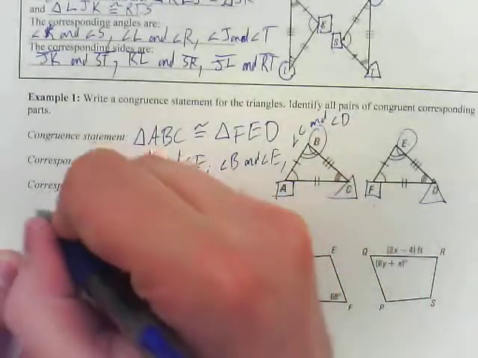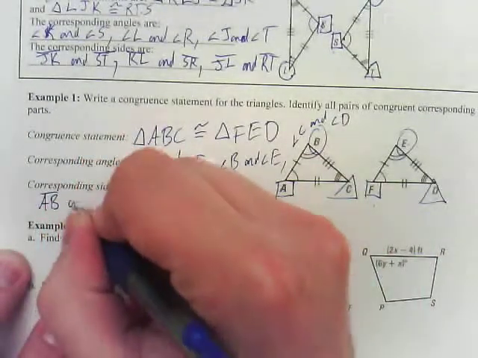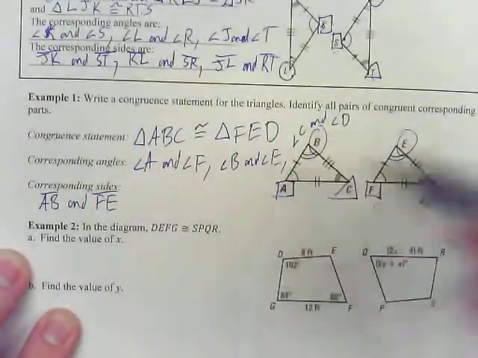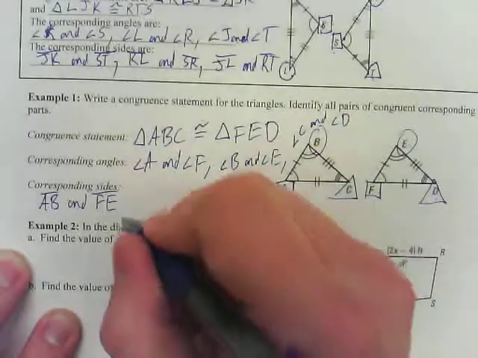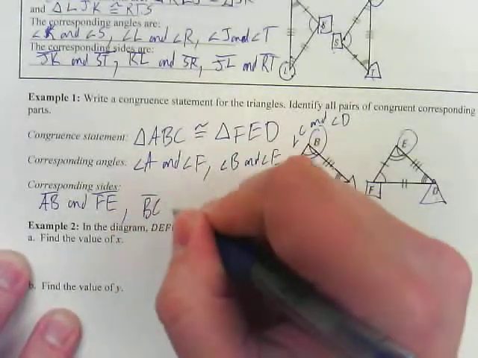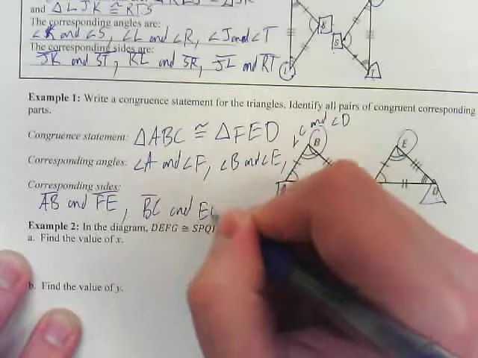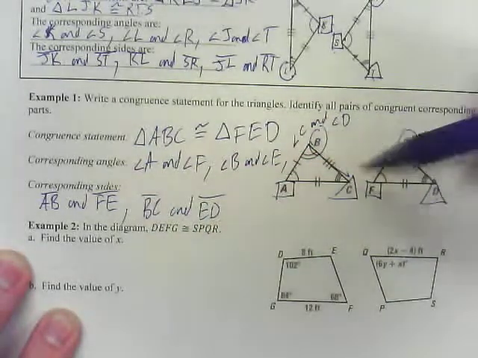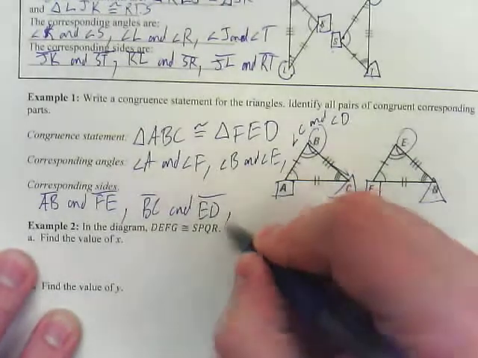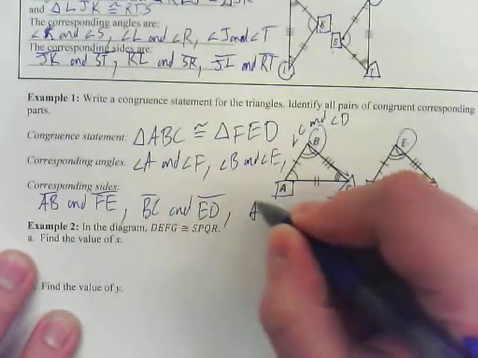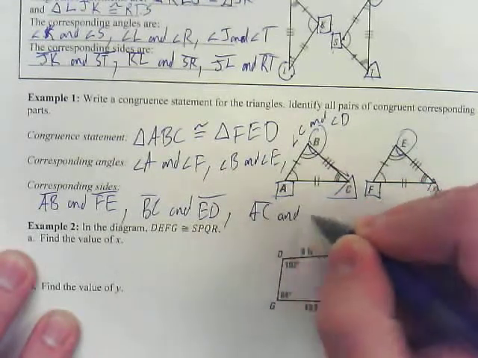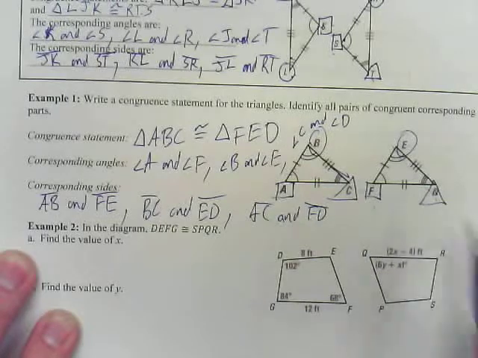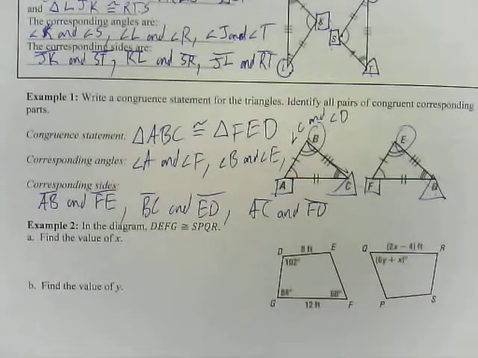Corresponding sides then would be segment AB and segment FE. So that's AB has 1 mark, FE has 1 mark. Then we could say segment BC and segment ED. So both of these, BC and ED, both of those have 3 marks. And then the last one we could say segment AC and segment FD. So segment AC has 2 marks, segment FD has 2 marks. So those all go together.